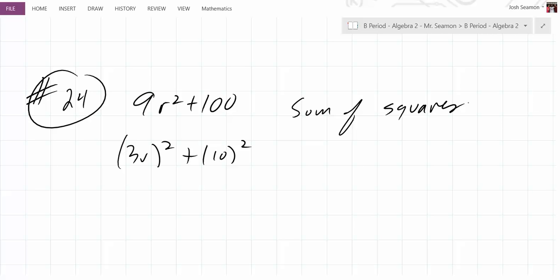I see difference of squares, perfect square trinomial, difference of cubes, and sum of cubes. Is there a sum of squares formula? No. So if it's a sum of squares, what are you going to call this? Prime.